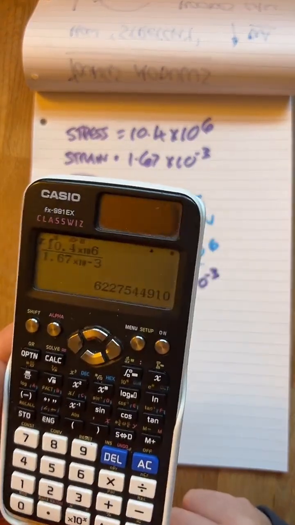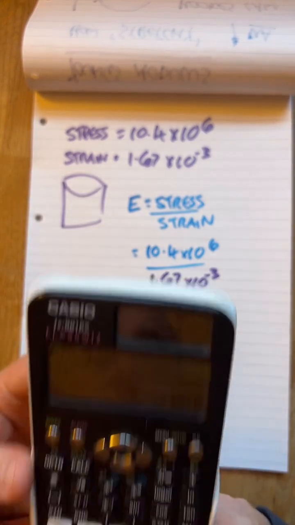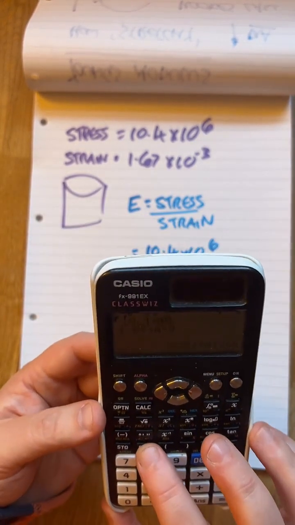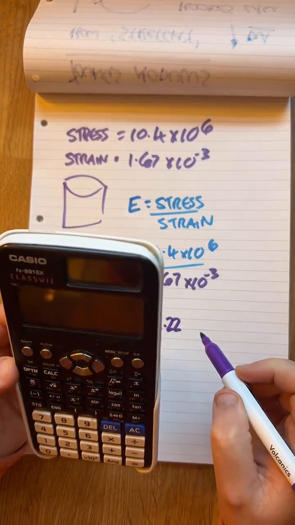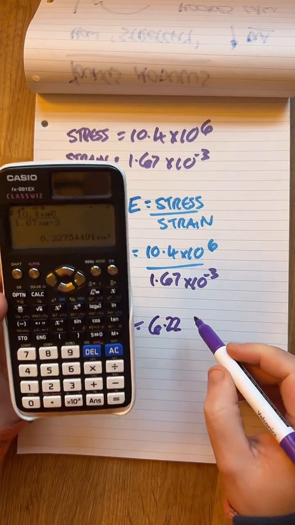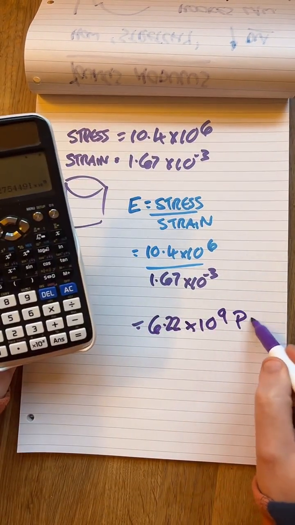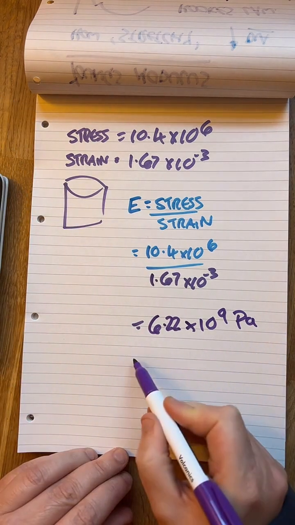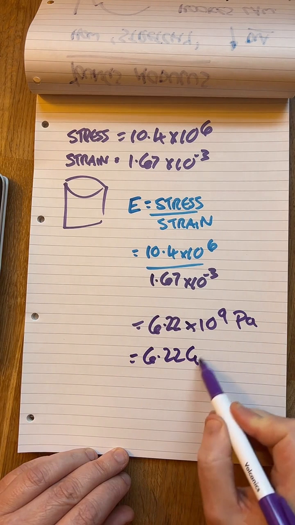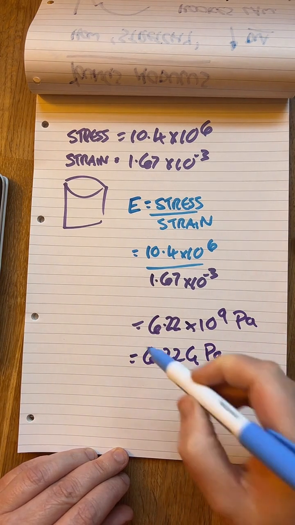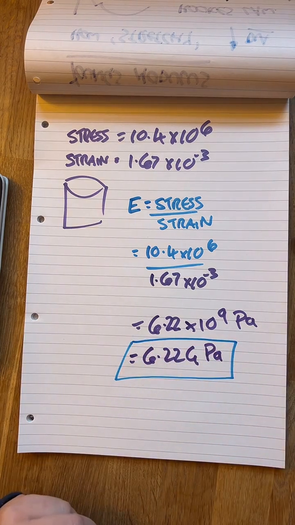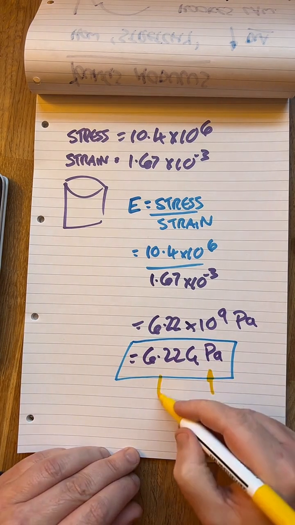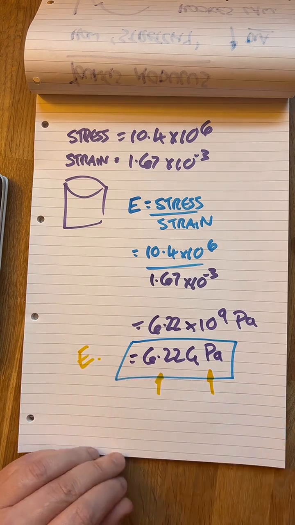It equals all of those numbers. I'm not going to write the numbers down because there's loads of them. I'm going to press the E and G button, and it gives me 6.22, times 10 to the 9 pascals. 10 to the 9 is giga, so this is 6.22 gigapascals. That will tell you how stretchy something is, if you knew what that meant. In comparison, metal is like 200. So that's the Young's modulus for this thing.